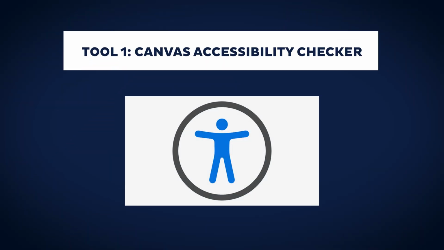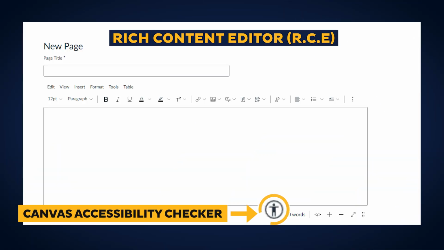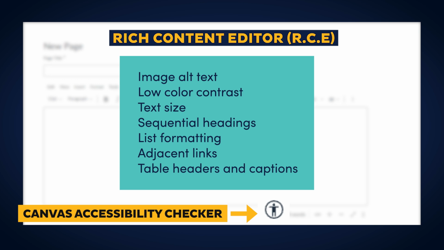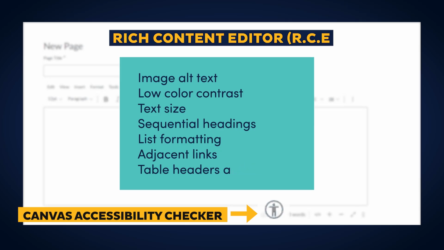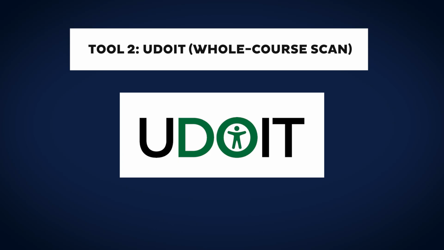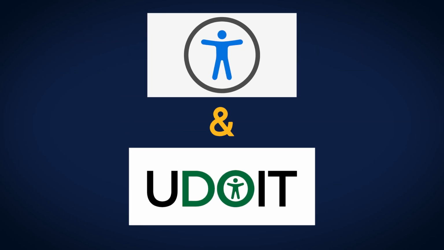The first tool we'll explore is the Canvas Accessibility Checker. The checker reviews content created within the Rich Content Editor, or RCE, which includes pages, announcements, assignments, discussions, and quizzes. The checker looks for common issues such as missing alt text, low color contrast, and improper headings. It doesn't catch everything, but it's an easy way to fix common issues as you go. The second tool is UDoIt. UDoIt scans the entire course and is best used after your content is cleaned up and organized, and after you've used the Canvas Accessibility Checker. For the most comprehensive review of your course, the best approach is to use both tools.